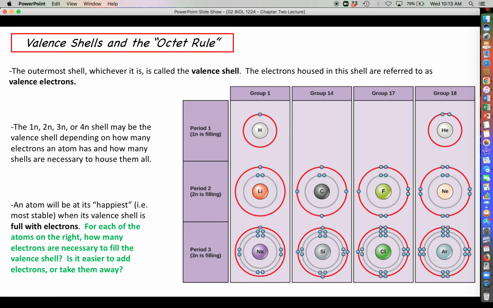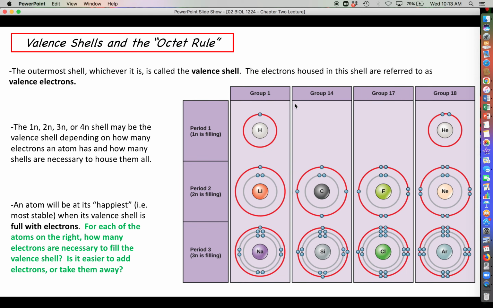So basically what we're going to eventually see here when we start talking about the formation of chemical bonds and chemical reactions is that atoms are going to be at their happiest or their most stable when their valence shell is full. Atoms don't like it when their valence shell has room to spare. Atoms want to have a full valence shell.